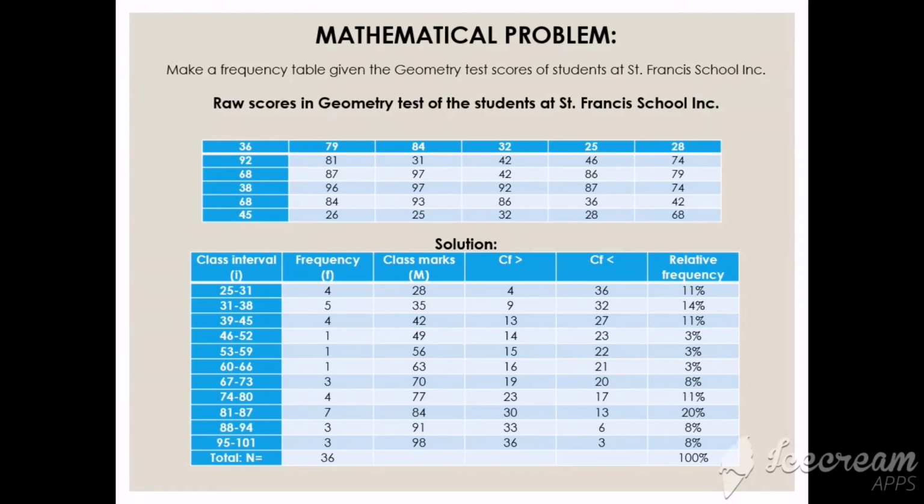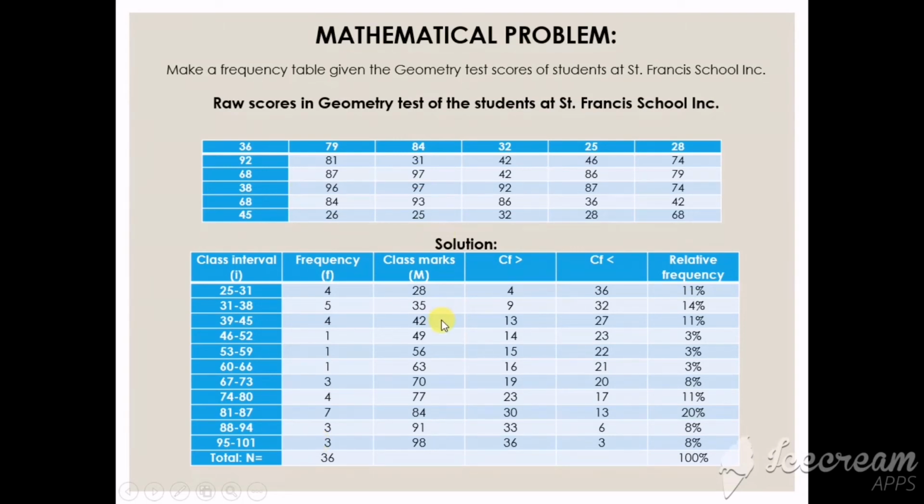So, sa paghanap natin ng frequency, dito sa column ng frequency natin, kailangan lang natin tumingin dun sa raw scores natin dito sa taas para malaman natin kung ilan yung number na pasok dun sa class interval natin. At sa 25 to 31, meron tayong 4. Sa 31 to 38, meron tayong 5 hanggang sa dulo. Then, ang total frequency natin is 36 or yun yung total given data natin dito sa taas.